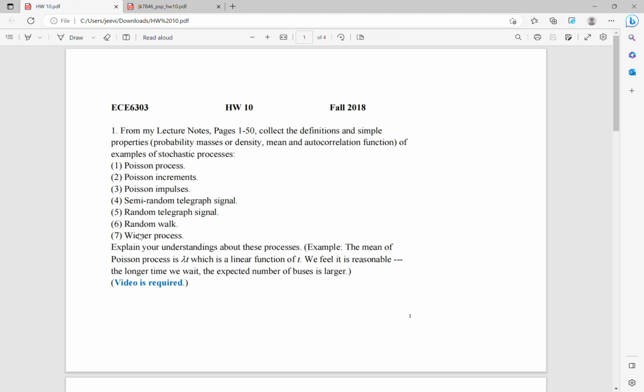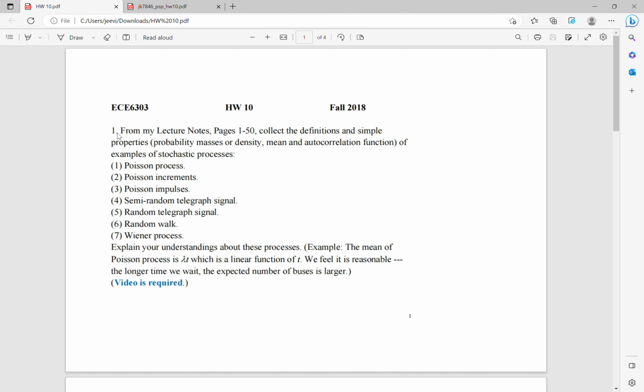Hello everyone, I'm Jivika Kancharla and today I'll be explaining the solving of the first question in homework 10 of the course Probability and Stochastic Processes. Before we look at the solution, let's have a quick look at the question itself.